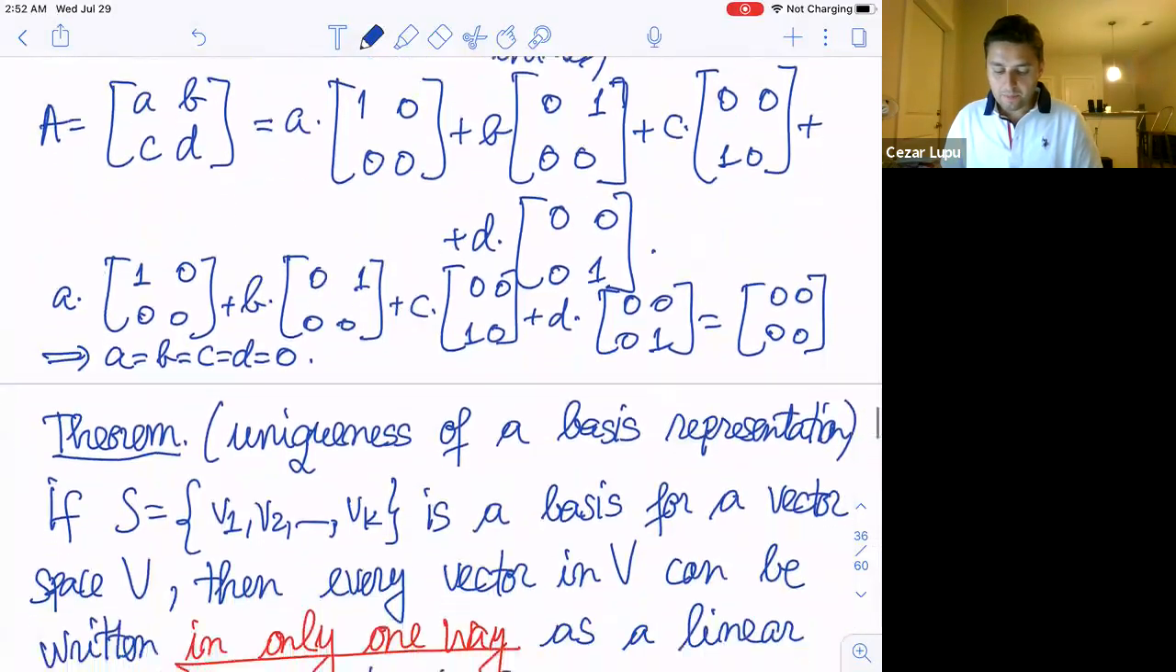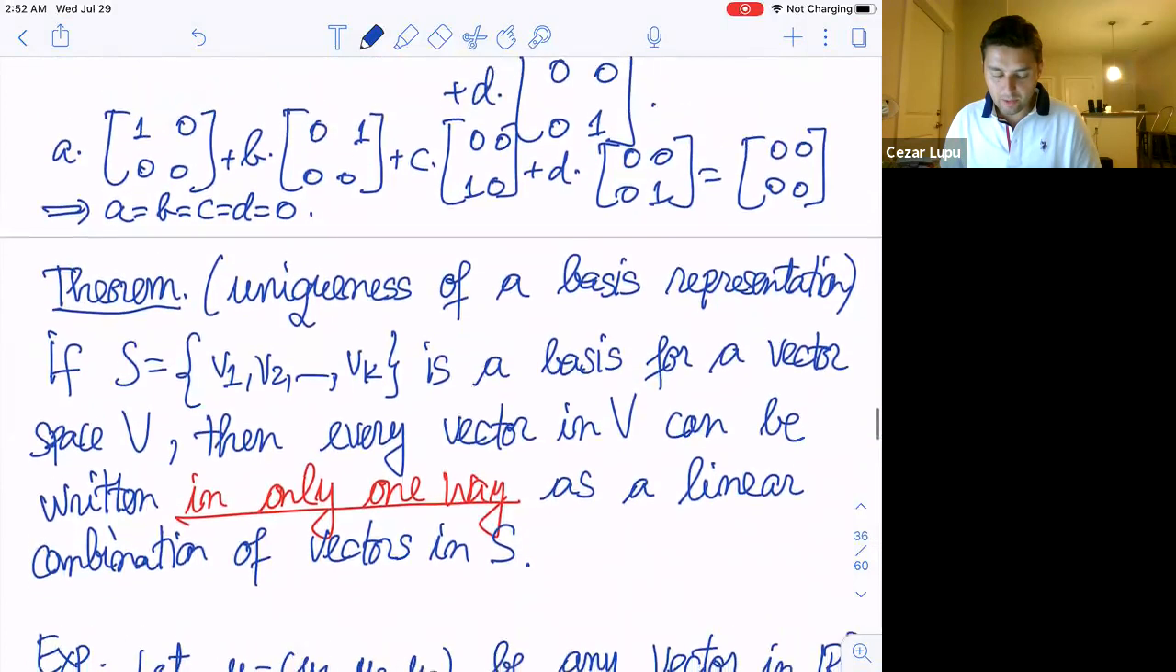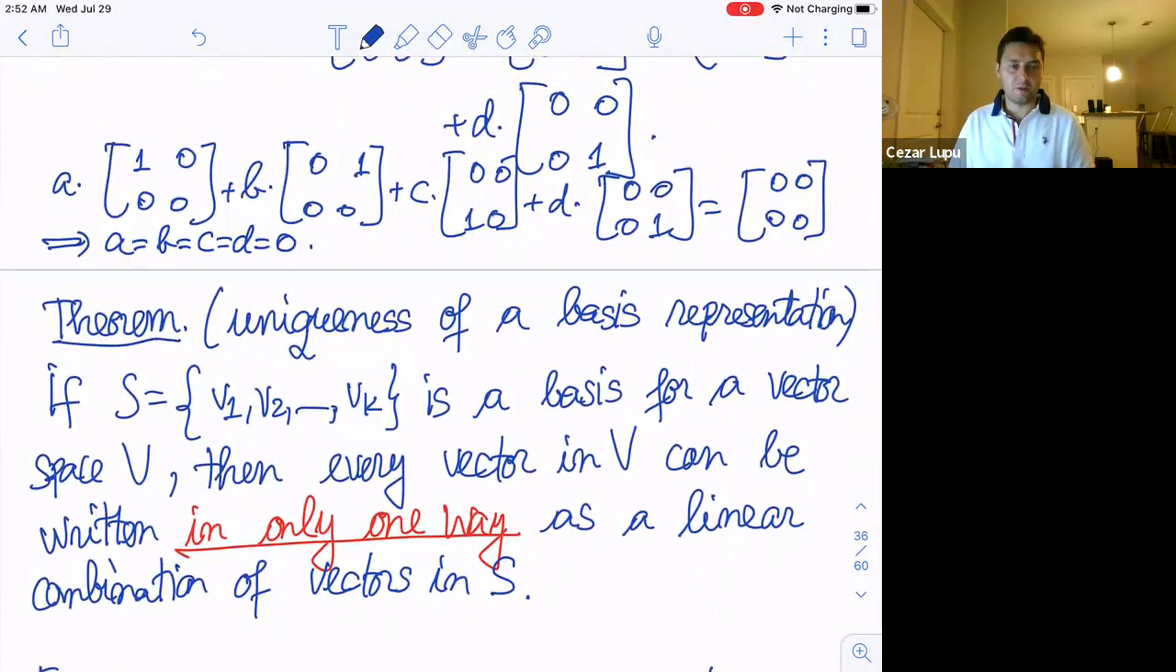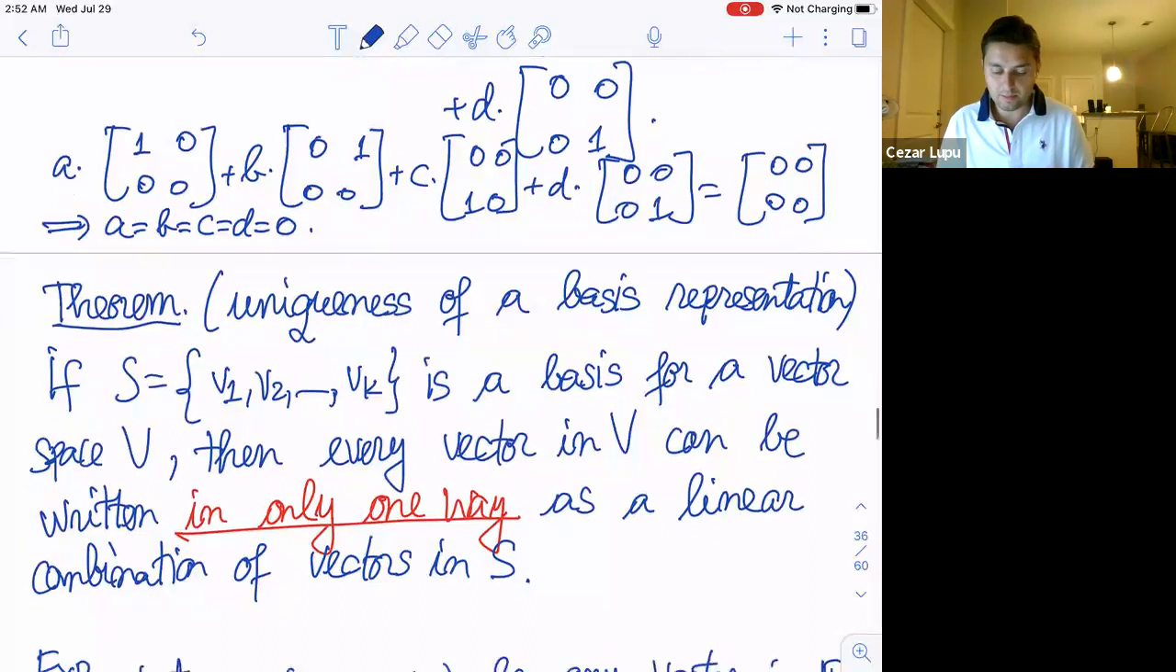Anyway, now let's talk about the following theorem. The following theorem will concern the uniqueness of a basis representation. If I have a basis, let's say S of vectors V1, V2, up to Vk, for my vector space V, then every vector in V can be written in only one way as a linear combination of vectors in S. So I have uniqueness here. I think the statement is pretty clear.